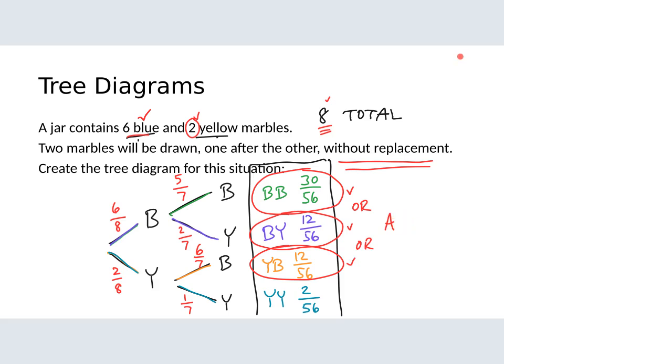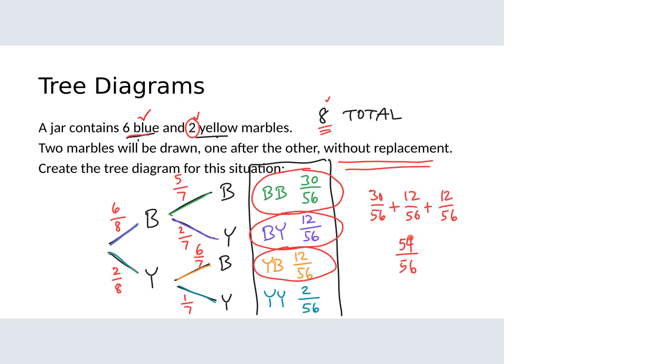And when I do that, let's see what I have here. I have 30 over 56 plus 12 over 56 plus 12 over 56. When I add fractions, the denominator stays the same. I add the numerators. Let's see. 30 plus 12 is 54. And so the probability of getting at least one blue is 54 out of 56.